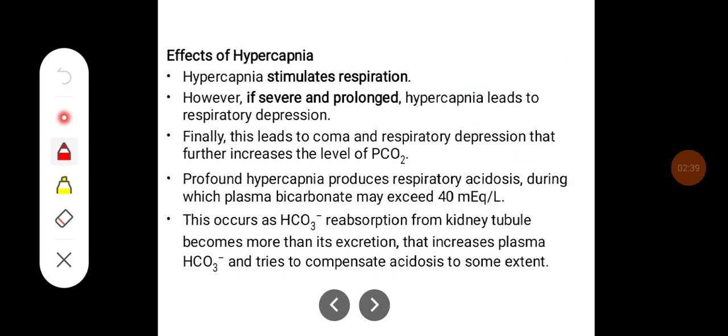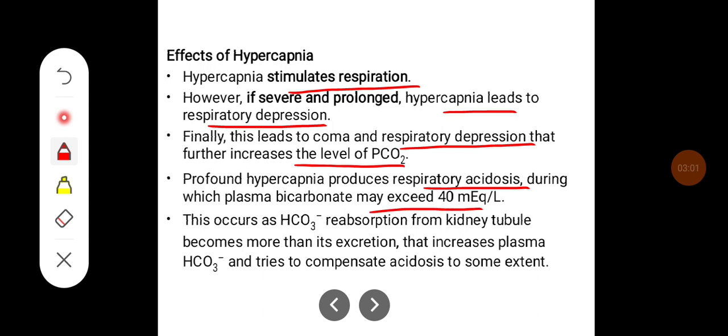Effects of hypercapnia. Hypercapnia stimulates respiration. However, if severe and prolonged, hypercapnia leads to respiratory depression. Finally, this leads to coma, and respiratory depression further increases the level of carbon dioxide. Profound hypercapnia produces respiratory acidosis, during which plasma bicarbonate may exceed 40 milliequivalents per liter. This occurs as bicarbonate reabsorption from the kidney tubule becomes more than its excretion, so that it increases the plasma bicarbonate and tries to compensate for the acidosis to some extent.